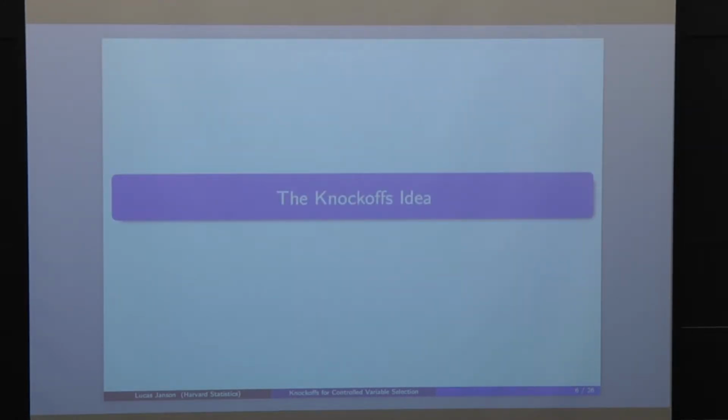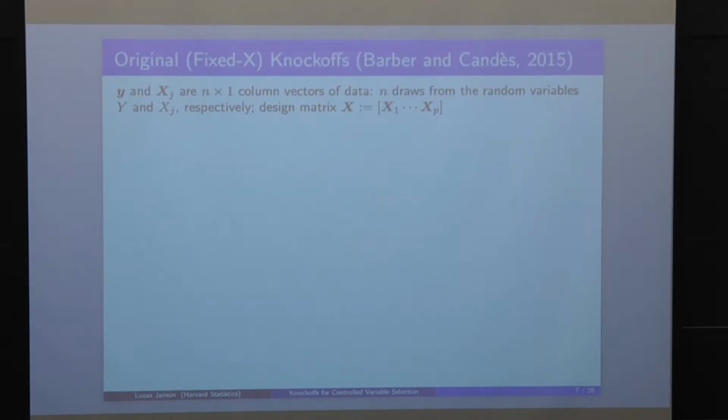Okay, so what is this knockoffs idea? I'm going to go over this slide pretty quickly because it's just summarizing the paper that came before our paper, so a little less relevant, but I want you to see a couple of things. So first, some notation. Bold Y and bold X are going to be the actual vectors of observed values, as opposed to the random variables represented by capital non-bold Y and capital X_j. And the design matrix will be the concatenation of all those columns, the n by p matrix of x1 through xp.